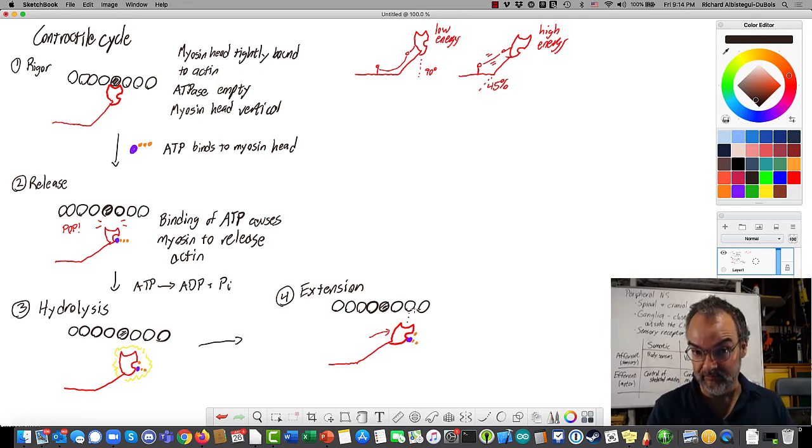So, hopefully everyone's following along there. If not, feel free to pause and go back and look at that. It's a good idea to try to draw all of these as you go. Draw your own picture of each of these, paying attention to every detail. So you're paying attention to, is the myosin head bound to the actin or not? What's in the ATPase? And is the head vertical or stretched out?